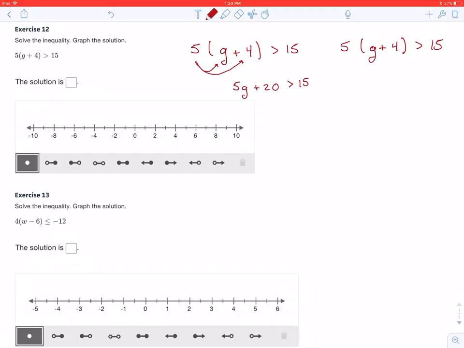Now, on this one, it becomes a two-step inequality after we get rid of the parentheses, and so you would just solve it like you do all other two-step inequalities. Take care of your addition subtraction first, and then your multiplication and division.